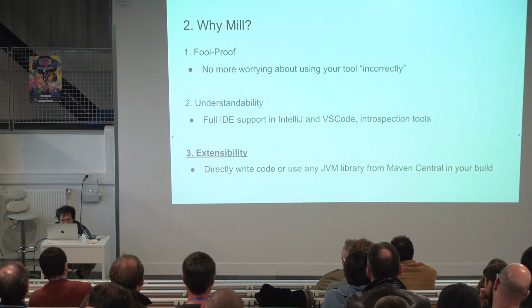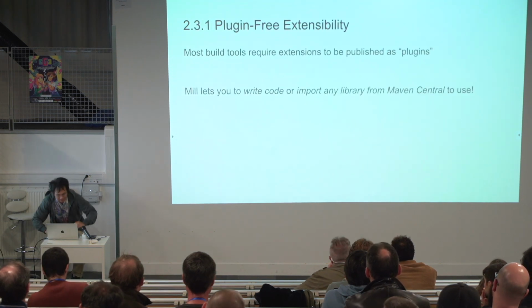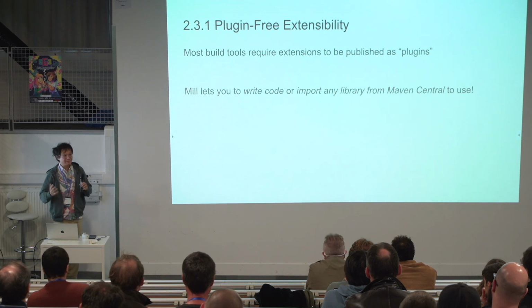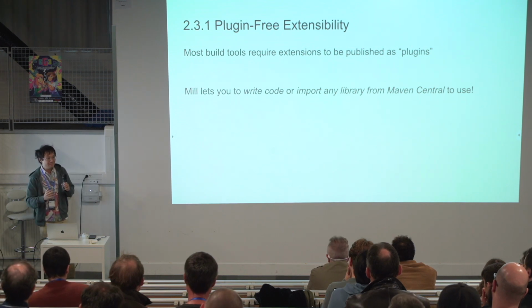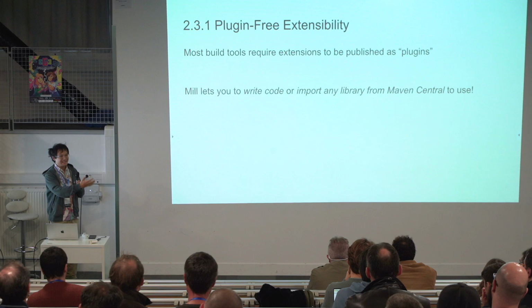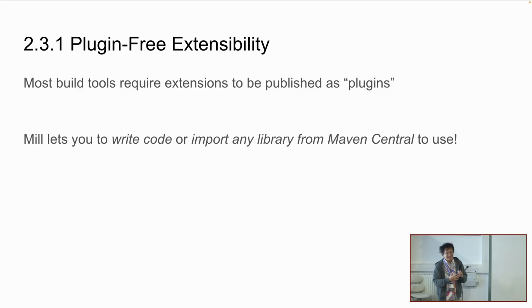Last point is extensibility. So most build tools require extensions to be published as plugins. I need to do foo, I need a foo plugin. Bar, I need a bar plugin. The foo plugin is unmaintained, well, I'm kind of stuck. The bar plugin doesn't do what I want, I'm also maybe stuck. So Mill, interestingly, lets you write code or import any library from Maven Central without needing plugins. So there are plugins. Like earlier we saw the Mill ScalaFix plugin was used to get the ScalaFix integration. But in the absence of a plugin, you can often just write code to do things yourself.